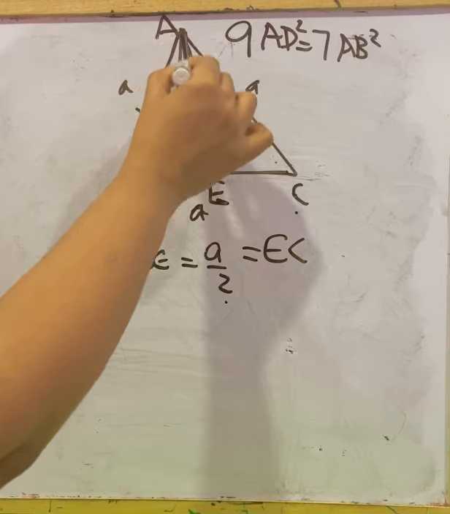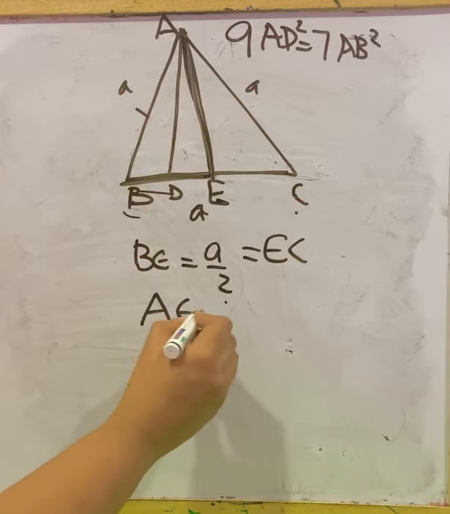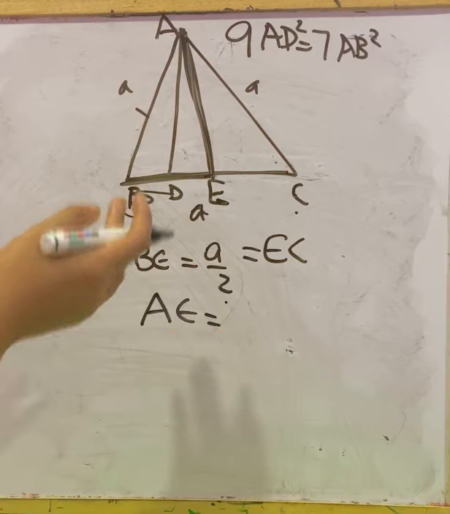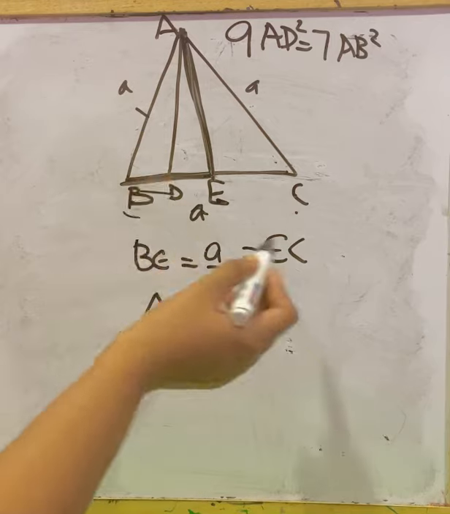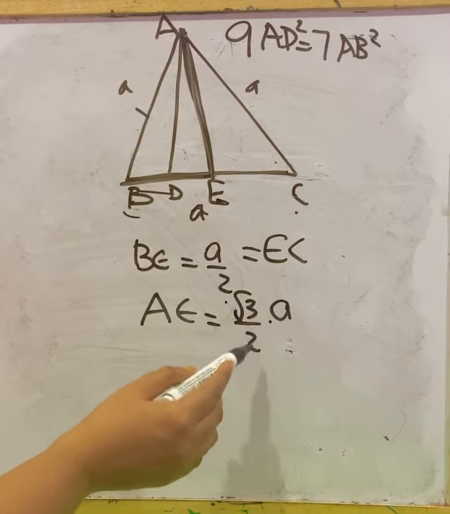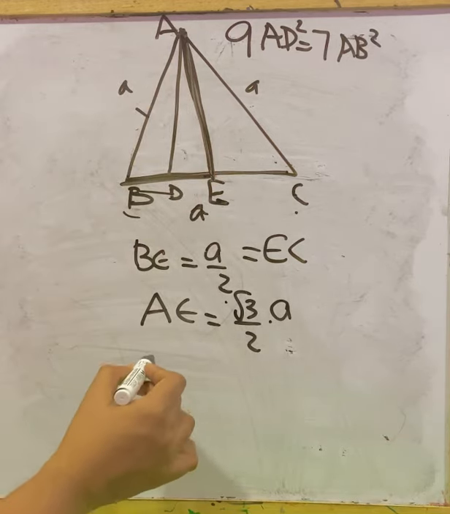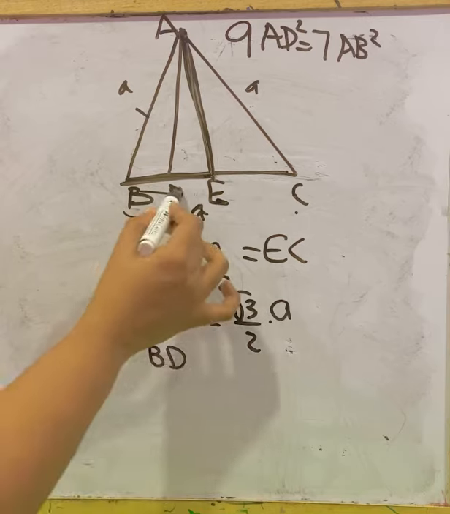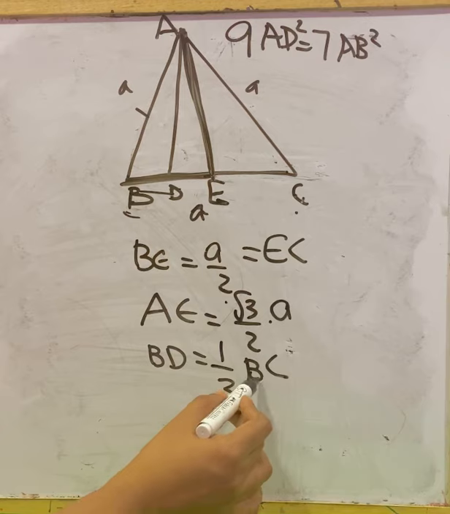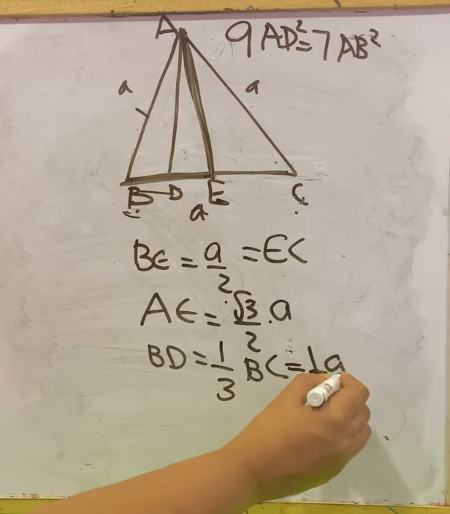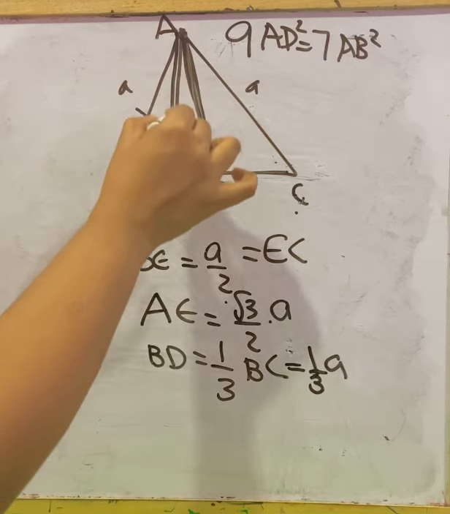And AE length. AE is the altitude in the equilateral triangle, and we have an equation to find the altitude length. That is root 3 by 2 into side. Side is here A. So root 3 by 2 A is the altitude length here, because this is an equilateral triangle. In the question it is given BD is equal to 1 by 3 BC. BC length we know is A, so BD is 1 by 3 A.